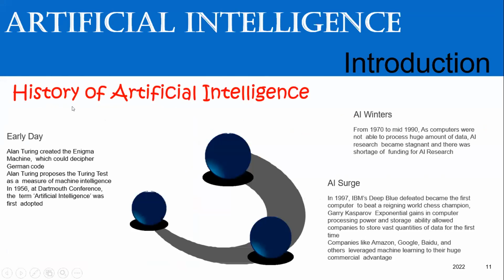Okay, so after getting to know what artificial intelligence is, I'd like to give you a glimpse of the history of artificial intelligence. If we dig deep into the history, we can say the term artificial intelligence was adopted in the year 1956, after the creation of the Enigma machine by Alan Turing. I think you would have heard about this Enigma machine. It could decipher the German code. So after this introduction, artificial intelligence came into the picture, and it started rising after this invention.